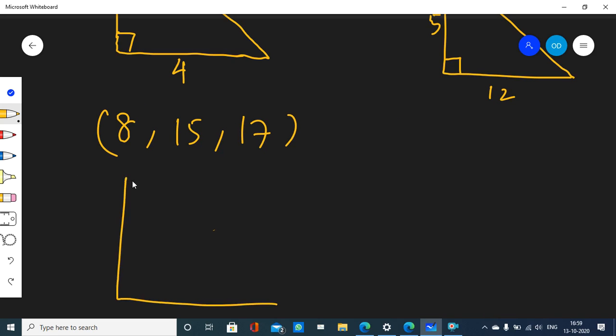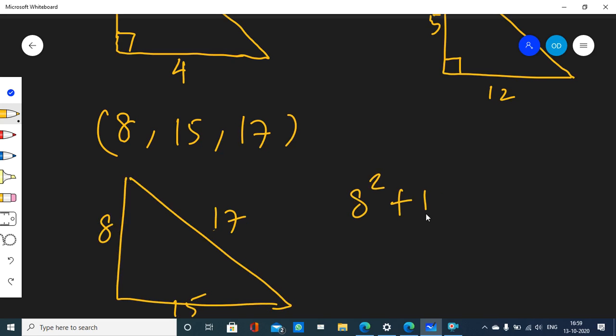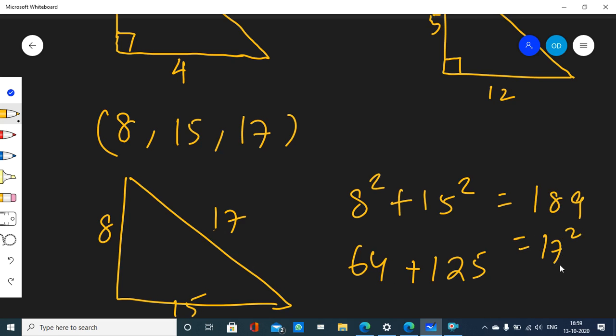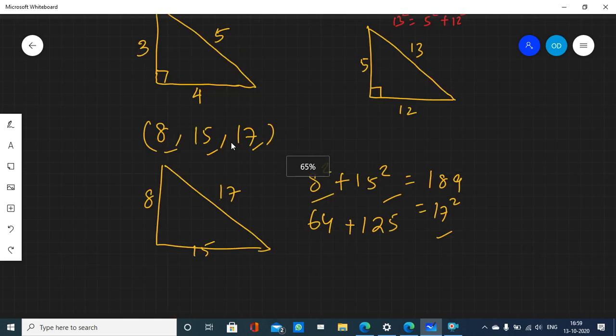Remember the length is 17. This is 8, this is 15. Square of 8 plus square of 15 is equal to what? 64 plus 225. What is this equal to? 289. What is the square of 17? Right, this is a Pythagorean triplet. Okay, 8, 15, 17. So take the screenshot.